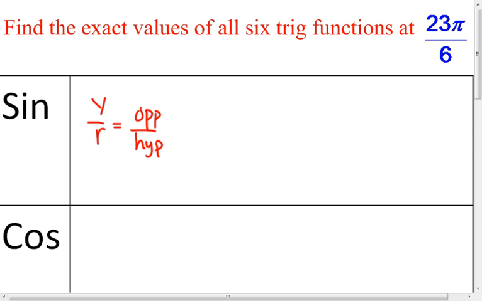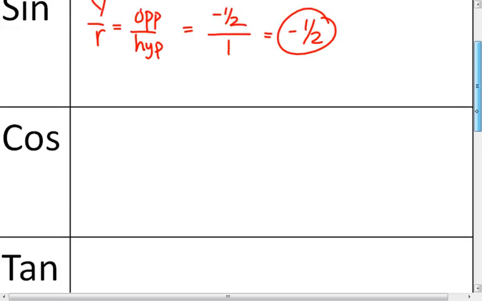I keep going the wrong direction here. So, opposite or y is -1/2. Your radius or your hypotenuse is 1, and you'll clearly get -1/2. Okay? I am going to skip to tangent right now. I think you can handle cosine. Okay?